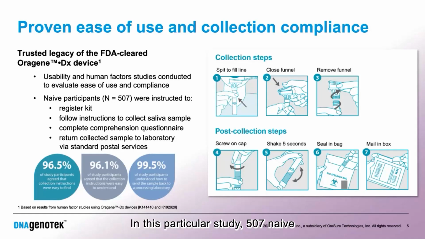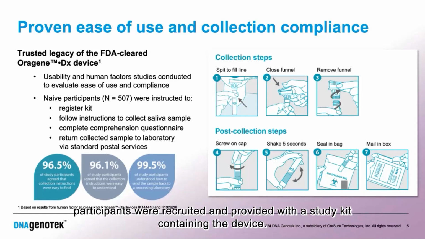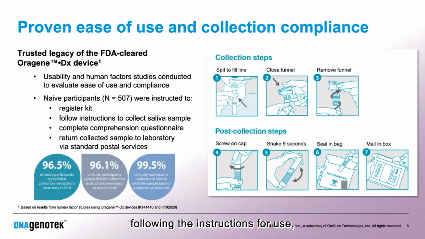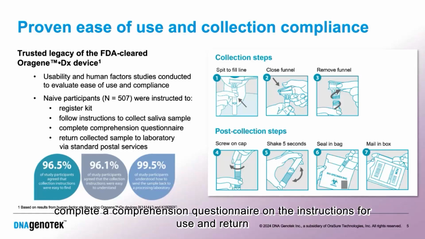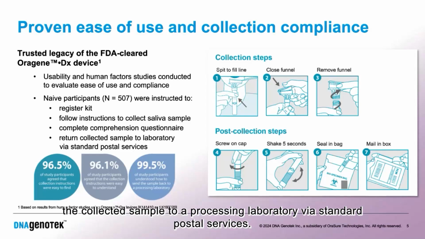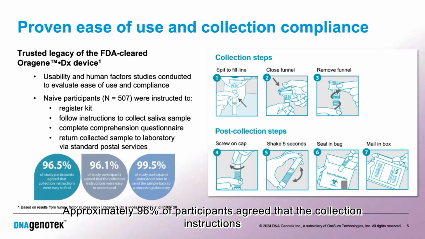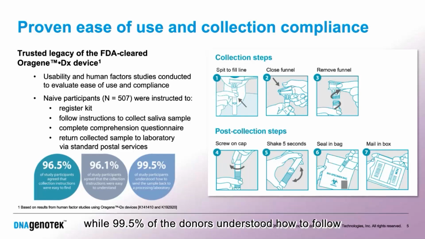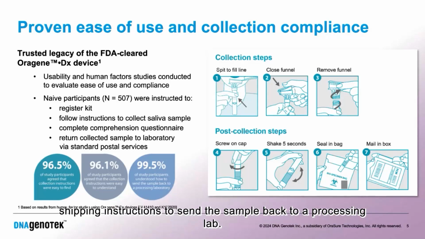In this particular study, 507 naive participants were recruited and provided a study kit containing the device. They were instructed to register the kit, collect a saliva sample following the instructions for use, complete a comprehension questionnaire on the instructions for use, and return the collected sample to a processing laboratory via standard postal services. Approximately 96% of participants agreed that the collection instructions were easy to find and understand in order to correctly collect their sample, while 99.5% of the donors understood how to follow shipping instructions to send the sample back to a processing lab.